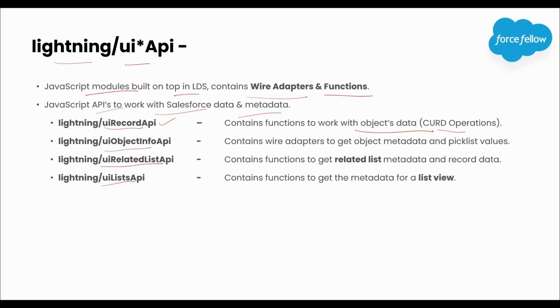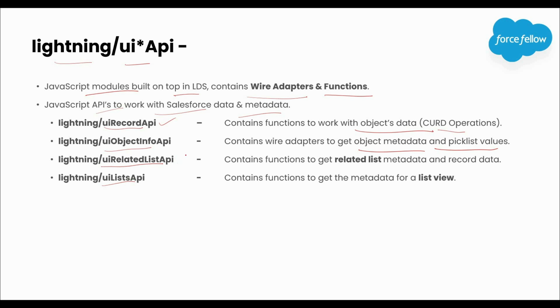Okay. And uiObjectInfoApi module contains wire adapters to get objects metadata and pick list values. This module is used when developers need to access information about Salesforce objects inside LWC, such as object fields, record types, and pick list values. We'll discuss about each method in the coming slides.